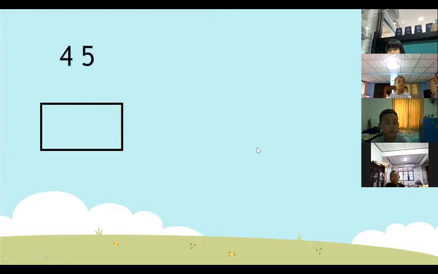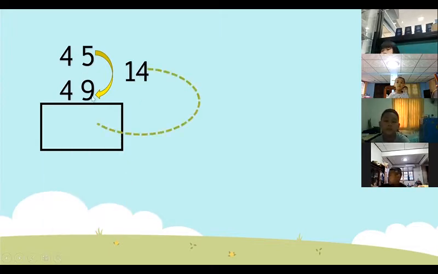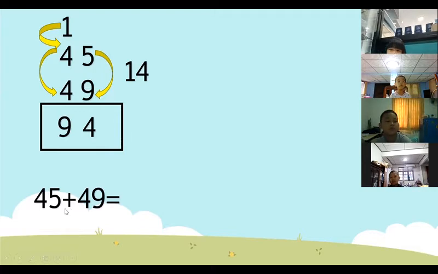Let's do some more examples. We have 2 more left. We have 45 plus 49. First we add our ones. So 5 plus 9 equals 14. We take our 4 and put it under the ones, and our 10 we put on top of the 4. So now we have 1 plus 4 plus 4. What does that equal? 9. Very good. So 45 plus 49 equals 94. Okay, last example.